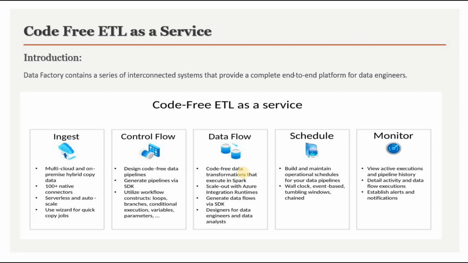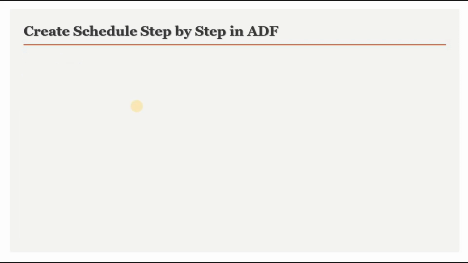Today we will see the schedule process of triggering a pipeline. Basically, in Azure Data Factory, a trigger is a set of instructions that define when a pipeline should be executed. Scheduling a trigger means defining a specific time and recurrence pattern for the trigger to initiate the execution of a pipeline. This allows you to automate the execution of your data workflow based on a predefined schedule. So we will see how to create a schedule step by step in ADF.